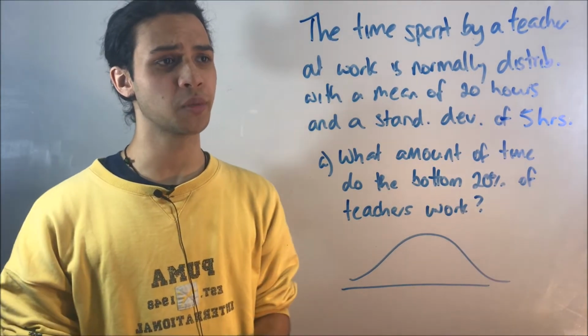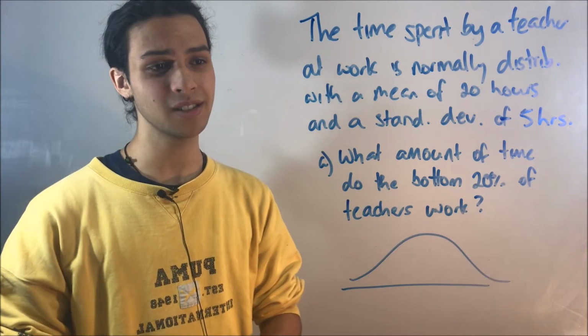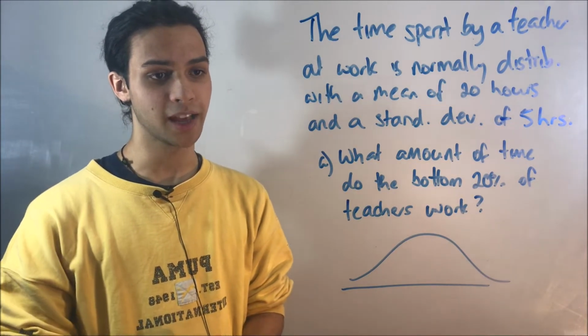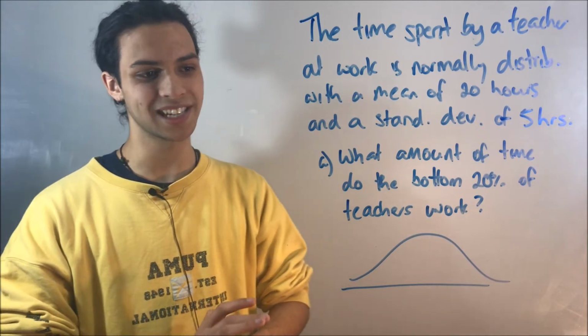The time spent by a teacher at work is normally distributed with a mean of 20 hours and a standard deviation of 5 hours. A. What amount of time do the bottom 20% of teachers work?